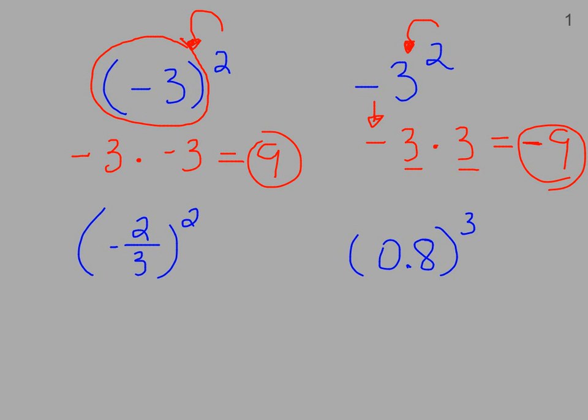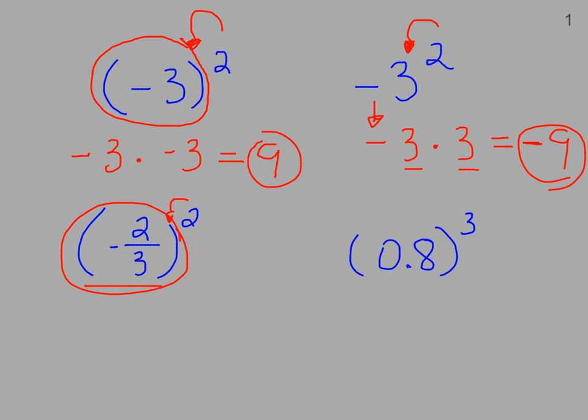So again, if the exponent is outside of parentheses, then everything in the parentheses is to the exponent however many times it is. This one's squared, so it's twice. If there's no parentheses and it's only the number right in front of it, it doesn't include any negatives that's outside of that.